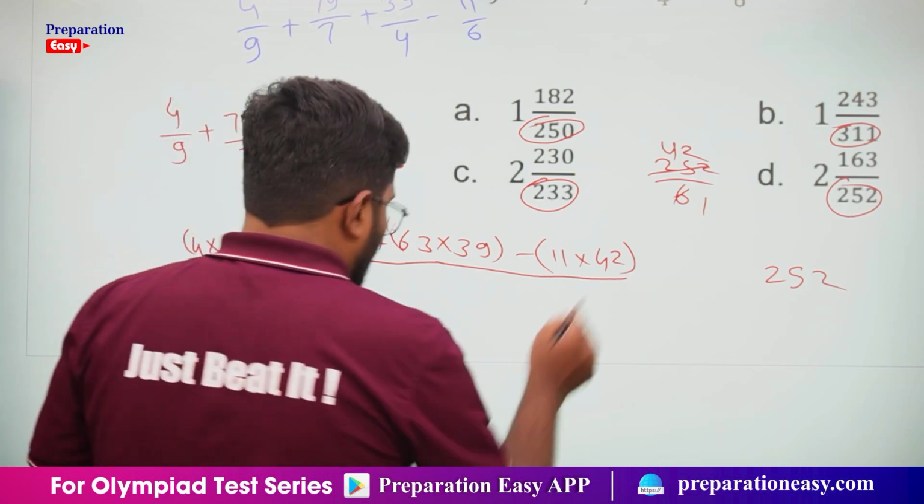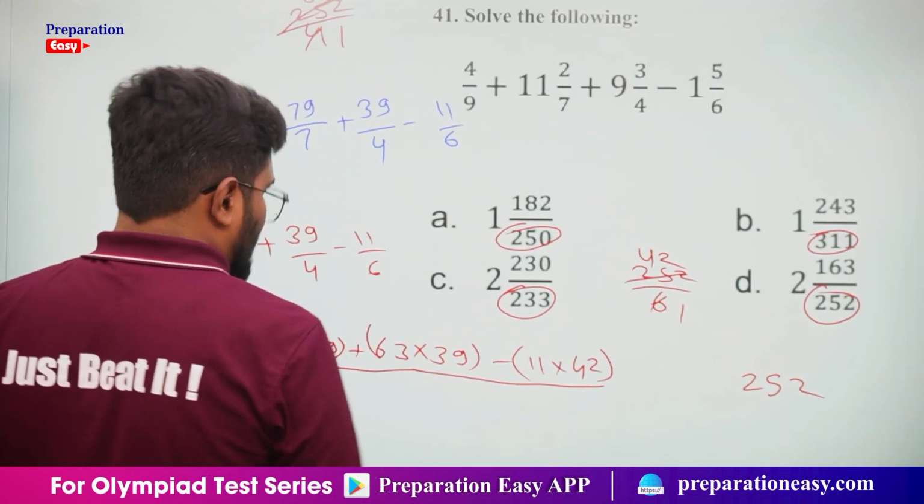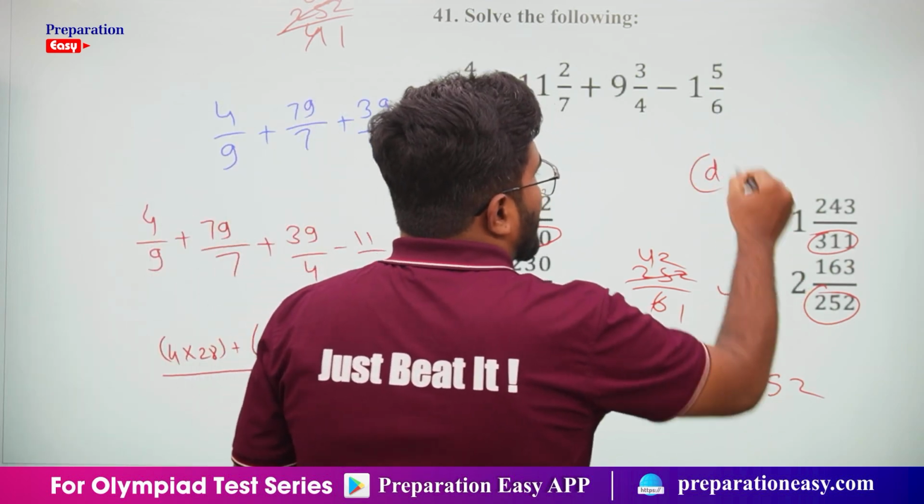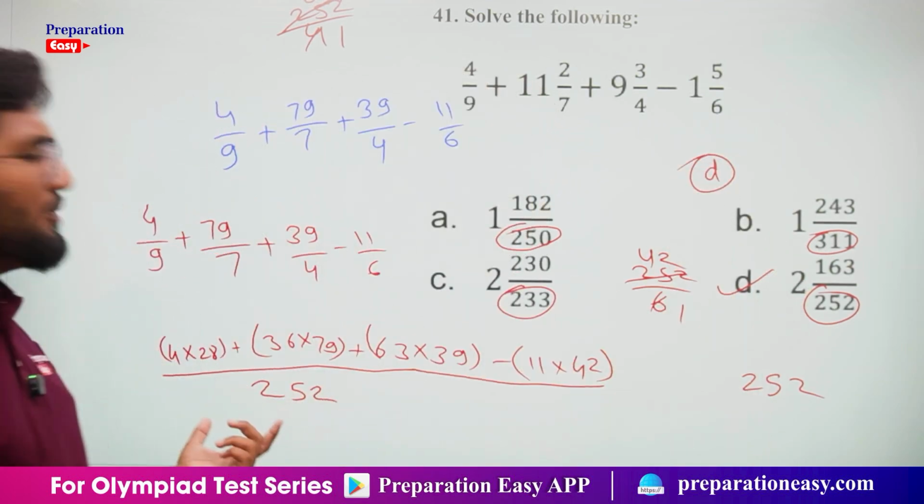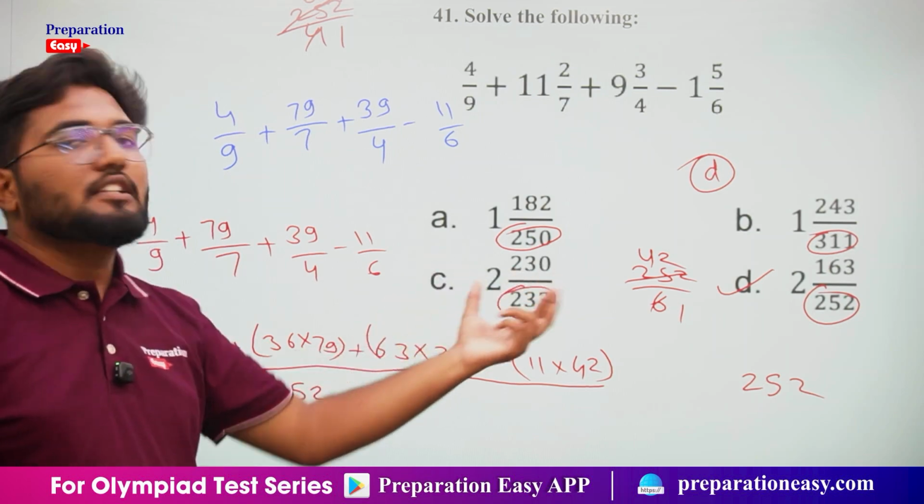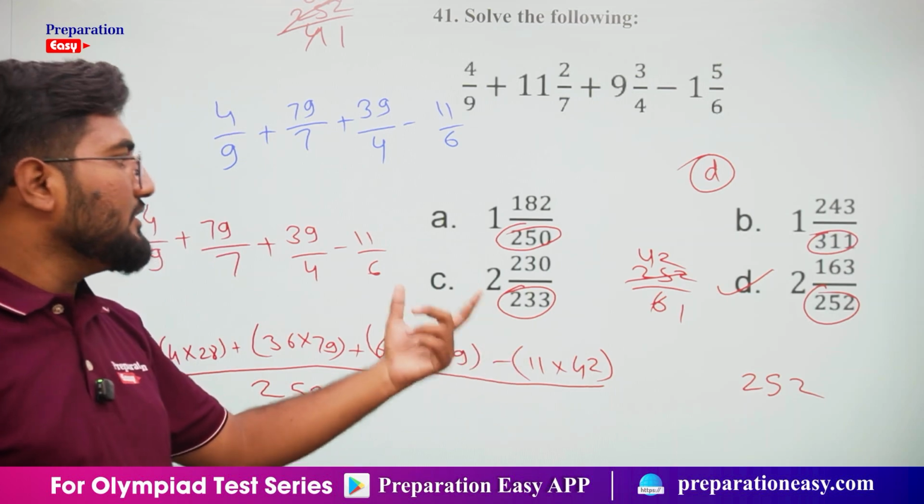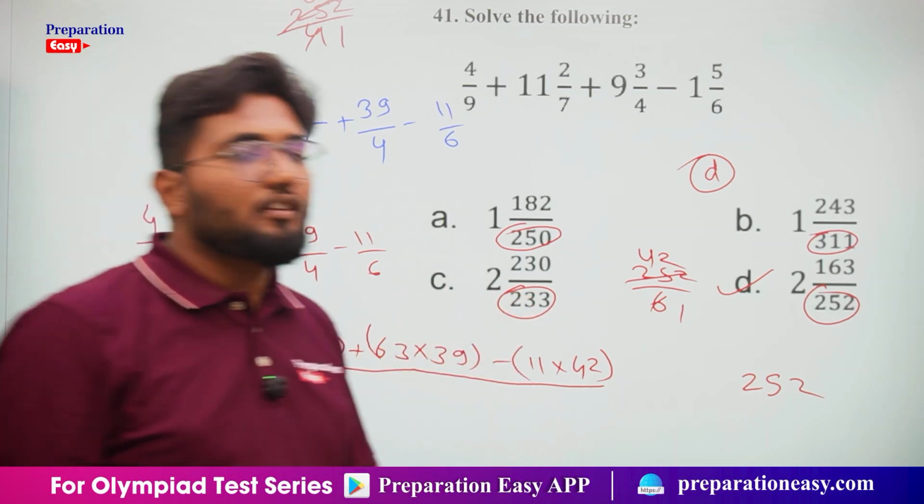You can check by calculating. Okay, so the correct option will be option D. Why? Because our denominator is 252 and there is only one number whose denominator is 252. Others are less than or greater than 252.